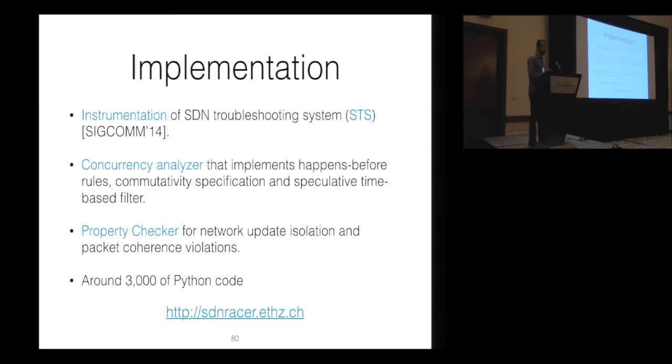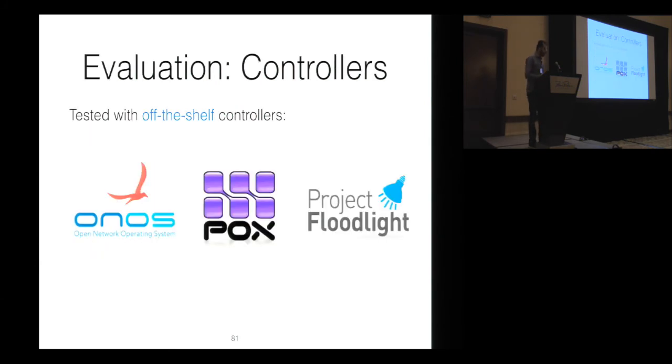Then offline, our tool takes this file and applies the concurrency analyzer we talked about, like the happens-before model, the cumulative specification, and the time-based filter. And then we check for the high-level properties. This code was about 3,000 lines of Python code, in addition to what STS already has, and it's available online again.